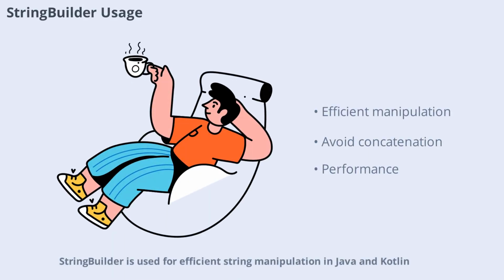String Builder is used for efficient string manipulation in Java and Kotlin. Interviewers may ask about its advantages over string concatenation and common use cases. Mastering String Builder helps you write performant code when working with large or dynamic strings.